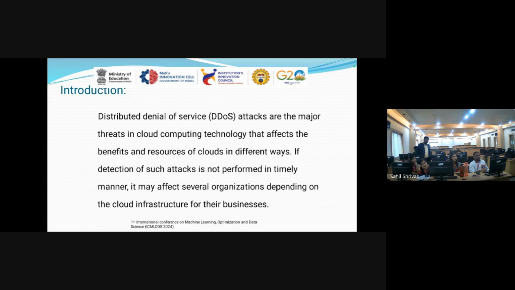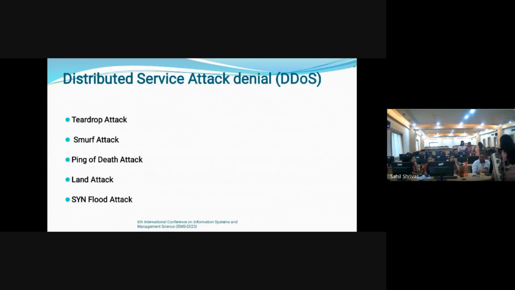The NSL-KDD dataset is used. Similar algorithms have different functions that depend on the features selected. DDoS attack detection performance is compared, and it indicates the best algorithm. Now we discuss the various types of attacks in a cloud environment, such as the teardrop attack.